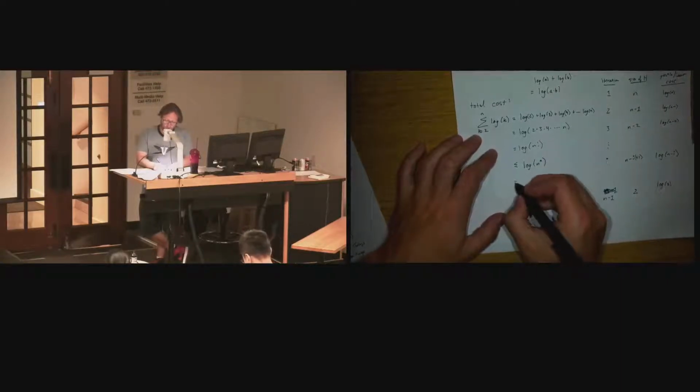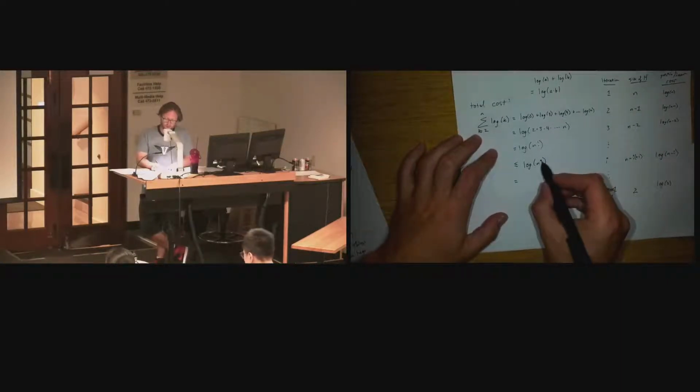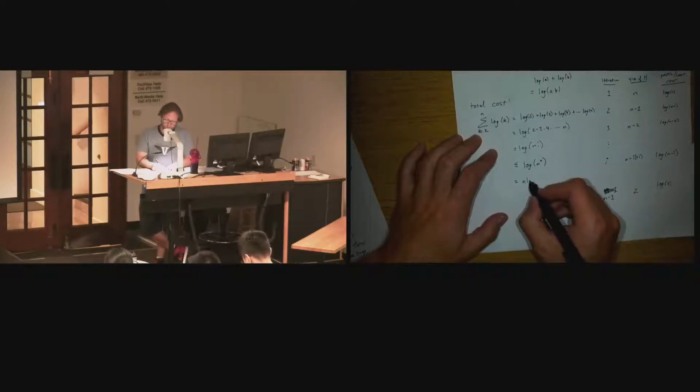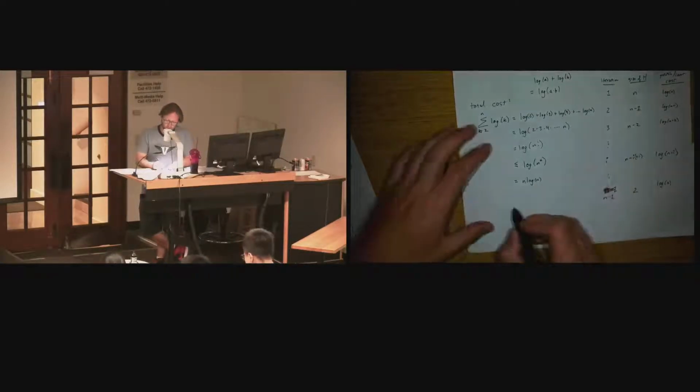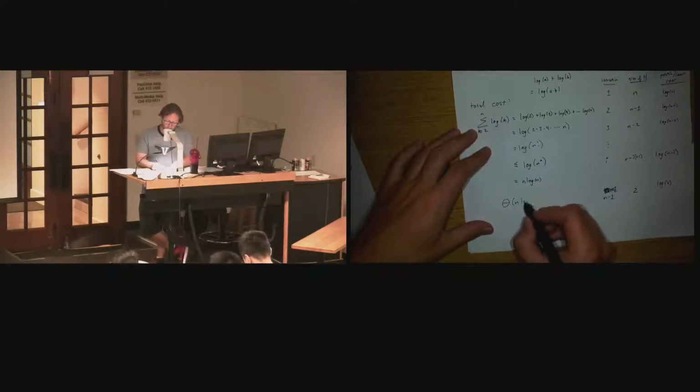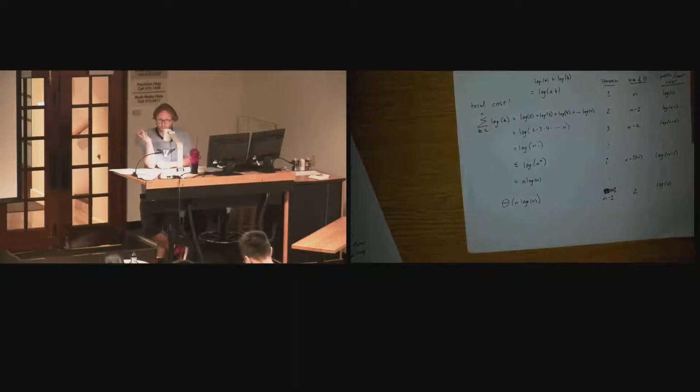And now another identity here. What can I do with this n? I can take it out front here. So this algorithm is going to be n log n. Very similar to heap sort. In fact, it's the exact same analysis as heap sort.